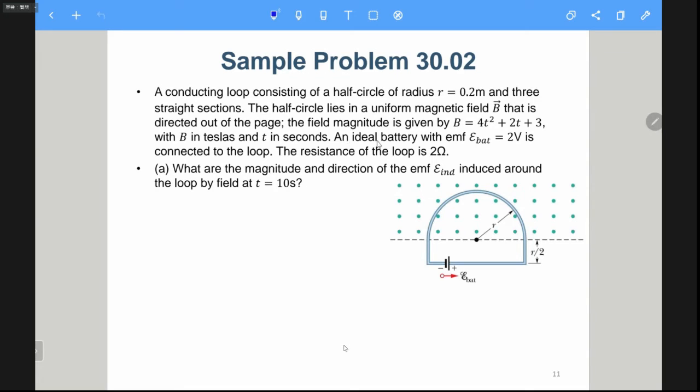The ideal battery with EMF, E_bat, 2 volts, is connected to the loop. The resistance of the loop is 2 ohm. So there will be a 1 A current. So what are the magnitude and direction of the EMF induced around the loop by the field at t equals 10 seconds?